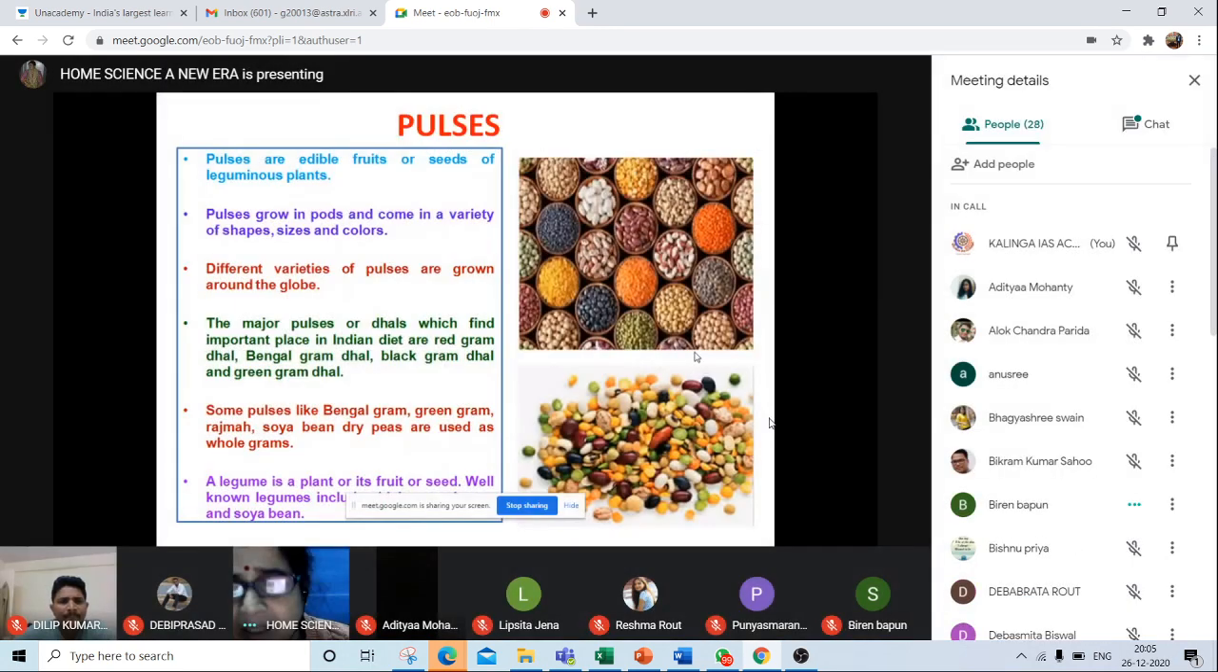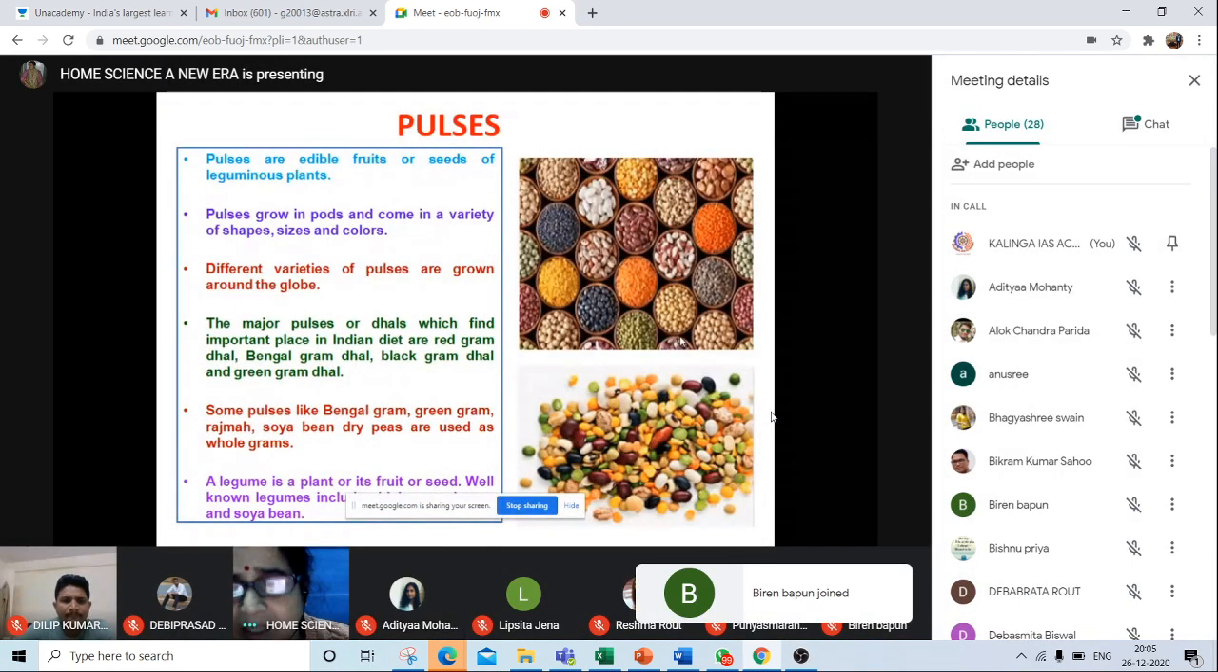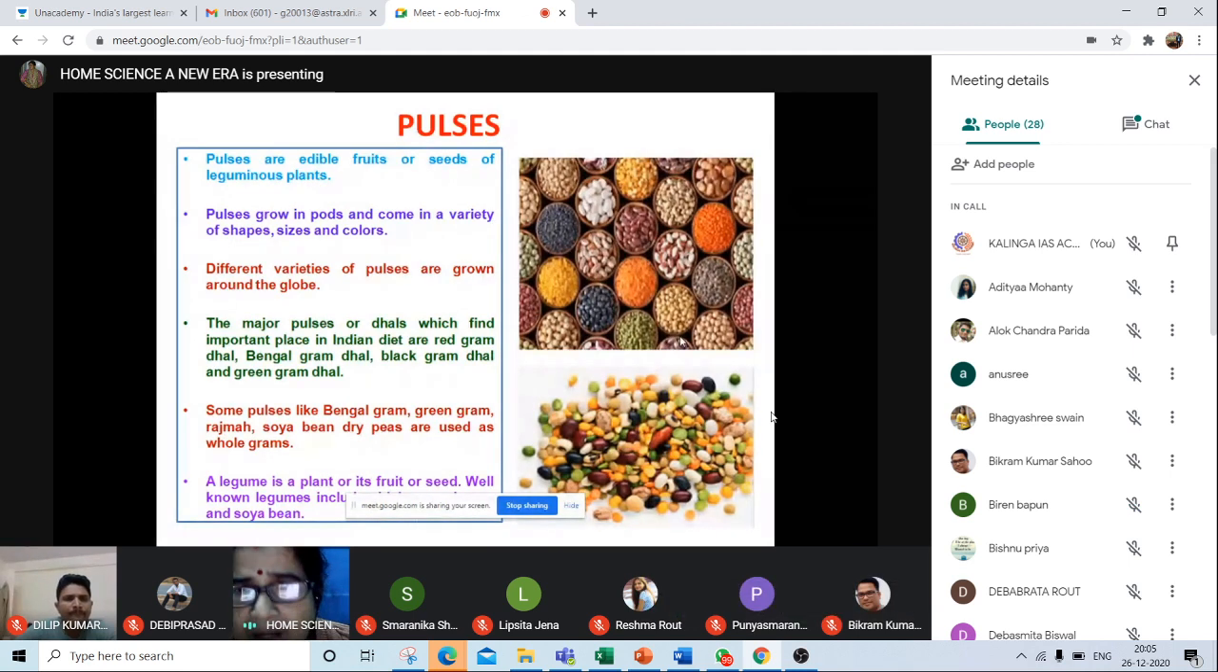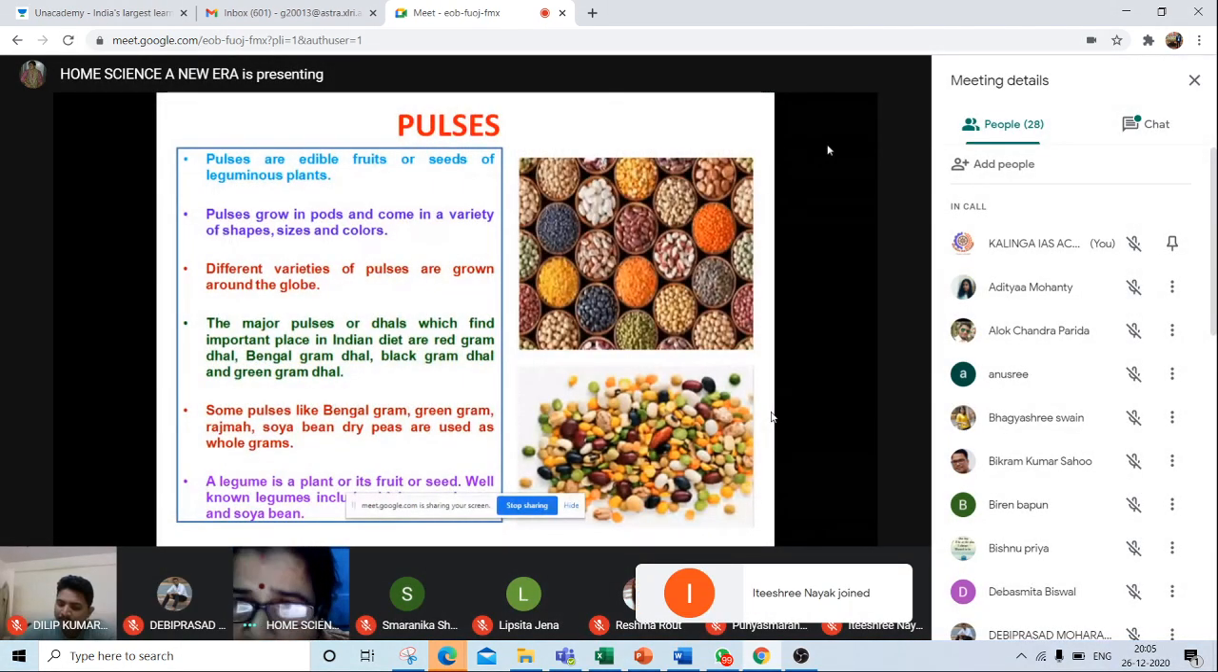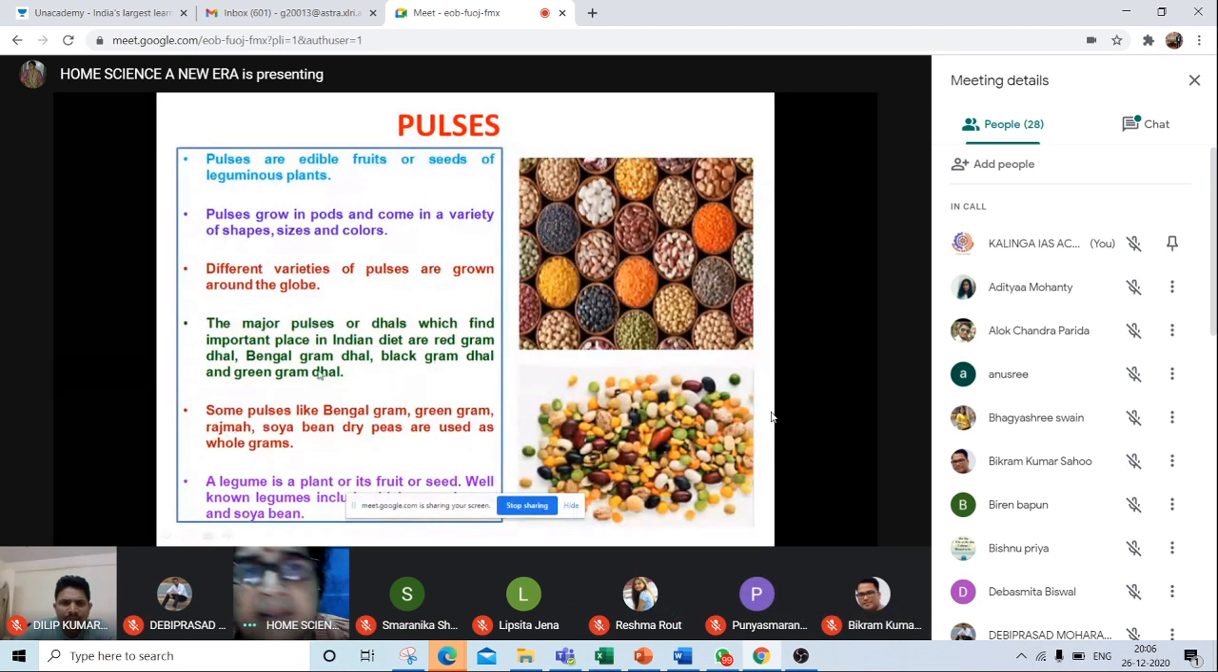that is, in our daily diet, are arahar dal or red gram, moong dal or green gram, black gram, and another one is also Bengal gram. We mostly use red gram, Bengal gram, black gram, and green gram.